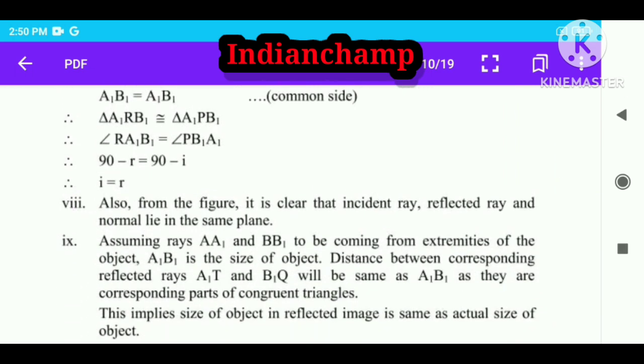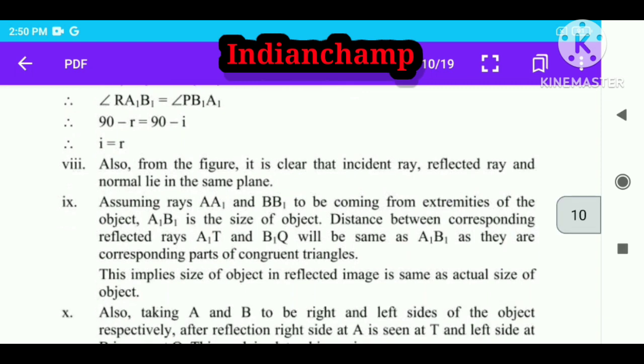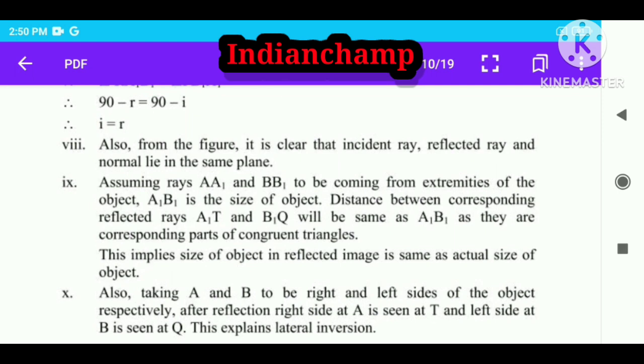Eighth, also from the figure, it is clear that the incident ray, reflected ray, and normal lie in the same plane. Ninth, assuming rays A1 and B1 to be coming from the extremities of the object, the distance between corresponding reflected rays A1R and B1Q will be the same as A1B1, as they are corresponding parts of the congruent triangles. This implies the size of the object and its reflected image is the same.